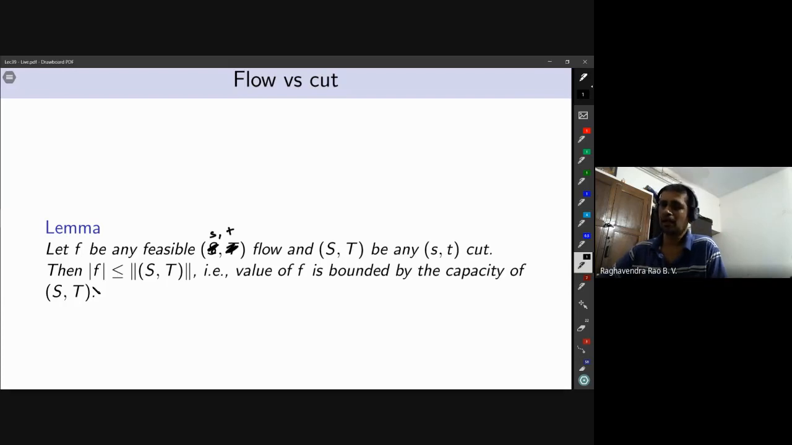Now, the max flow min cut theorem. This observation was made much before the max flow min cut theorem due to Ford and Fulkerson. They went on showing that it's always possible to come up with a flow where this equality holds. So let's see why this statement is true. This is basically simple manipulation of our definitions.